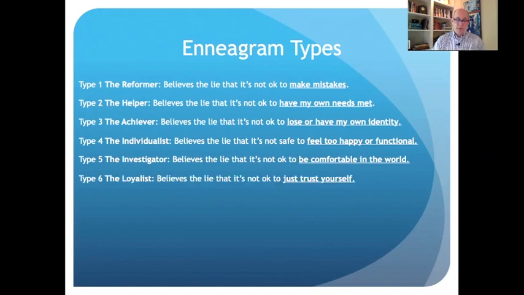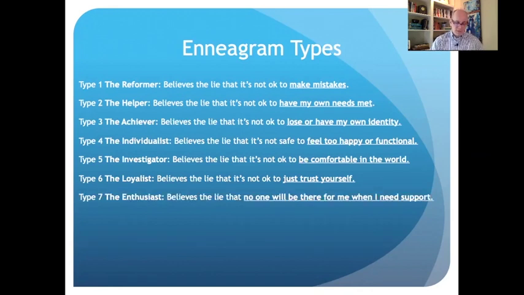Type 6 is the loyalist. This person is committed, security-oriented, engaging, responsible, anxious, and suspicious. They're in their heads a lot. They tend to overthink at times and can have some fears that creep up that sometimes are not very rational. They believe the lie that it's not okay to trust yourself. There are times when a 6 needs to be encouraged to just go with it, go for it, and let them deal with you. Be who you are and don't worry about what other people are thinking.